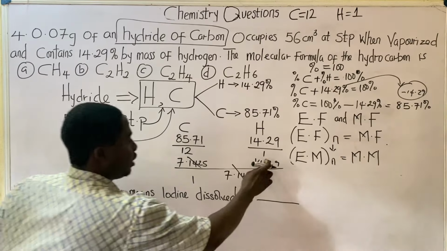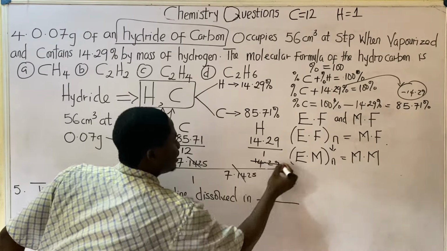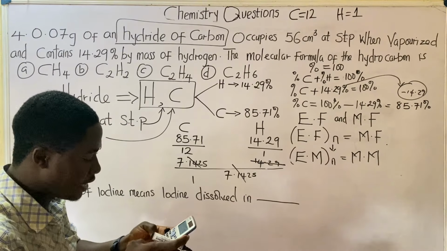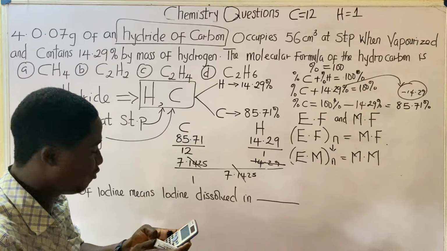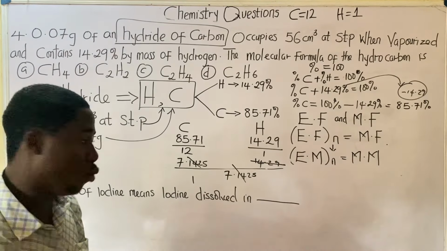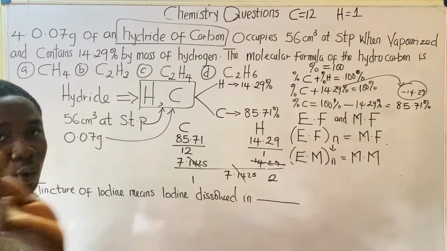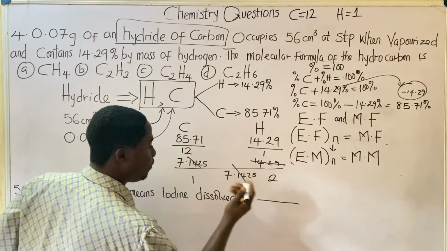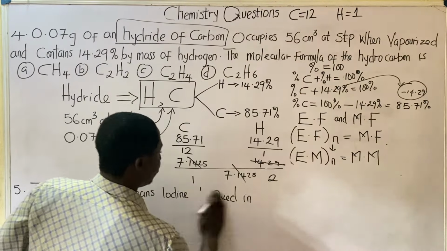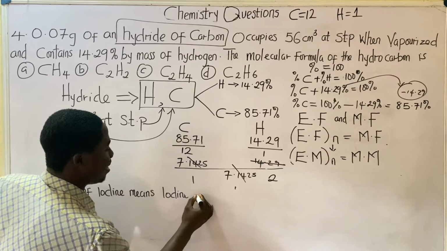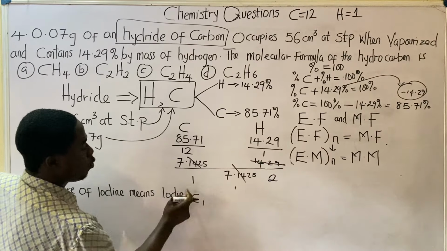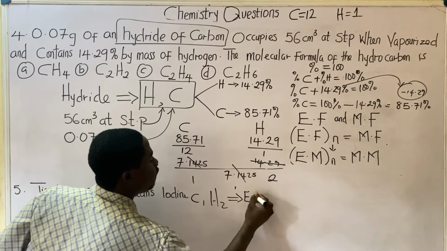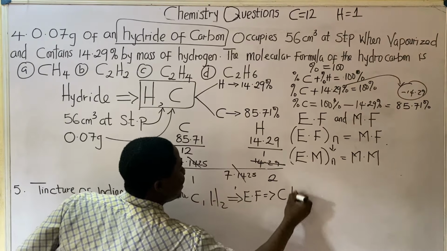Let's do that. 14.29 divided by 7.1425, that is 2. Wow. So we're having 2, and we've gotten the empirical formula. So what is the empirical formula? Okay, let's just wipe this question first. The empirical formula is C1, because here is carbon, 1 of carbon, and H2. So definitely the empirical formula is simply CH2.